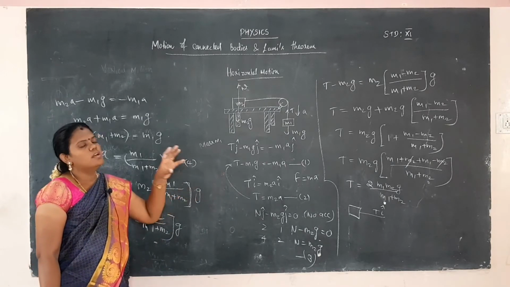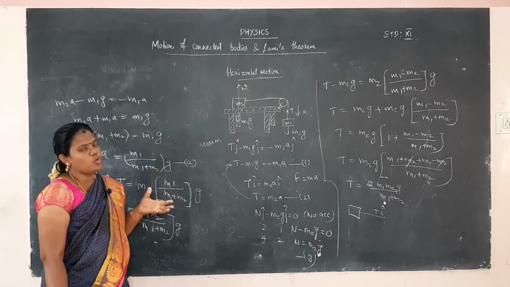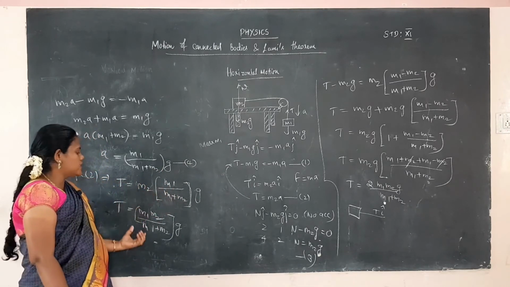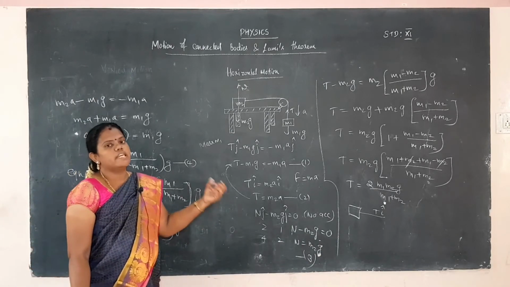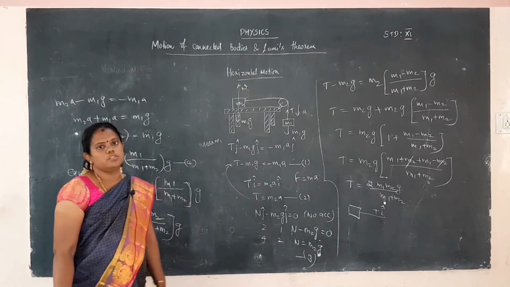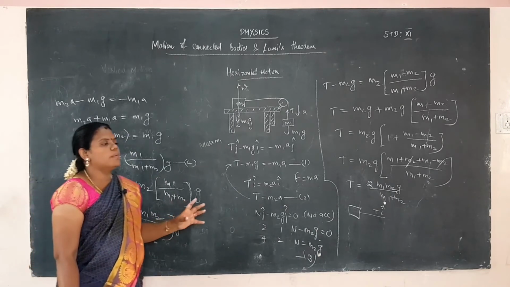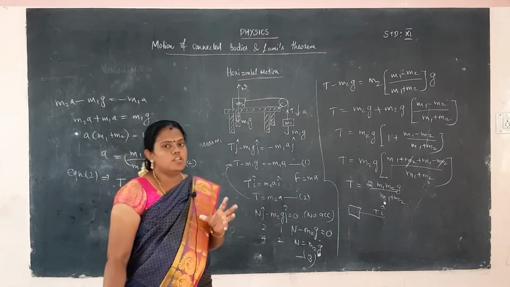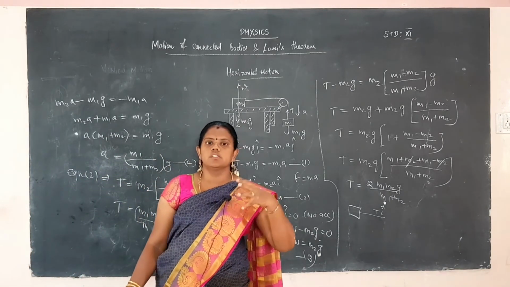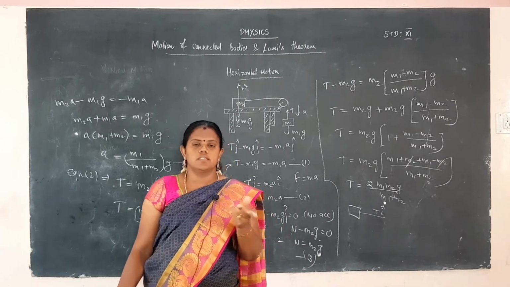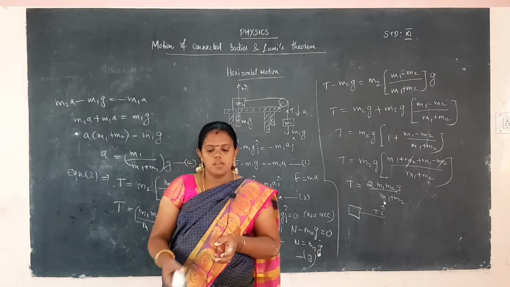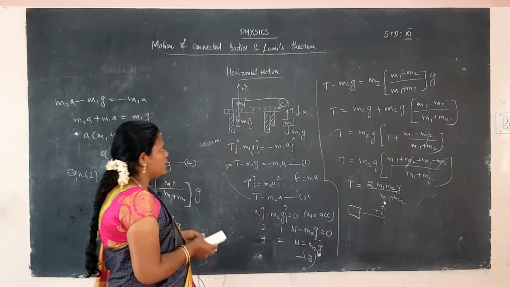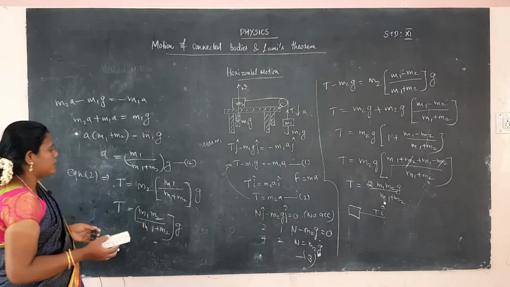The tension created in horizontal motion is equal to half of the tension created in the vertical motion, or rather the vertical one is twice the horizontal one, and it will be in the opposite direction also. Okay, that is all about the motion of connected bodies in horizontal or vertical motion.